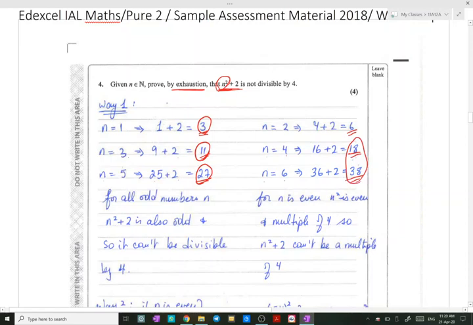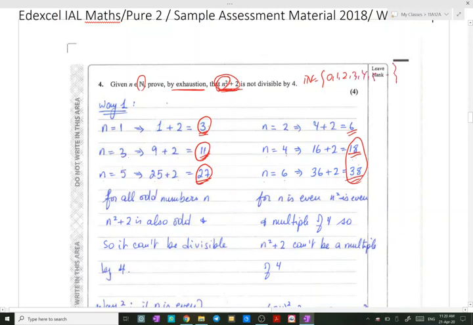So we have used exhaustion in order to prove that the answer for this expression is not divisible by 4. Keeping in mind that n is a set of natural numbers, where n is equal to 0, 1, 2, 3, 4, 5, etc.